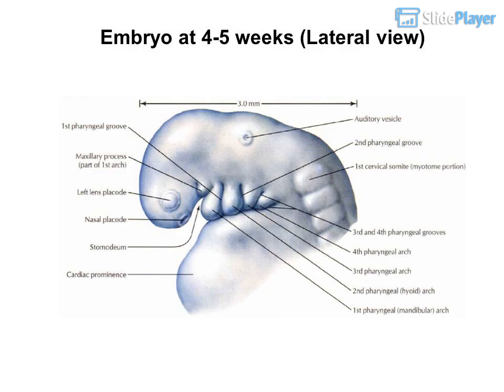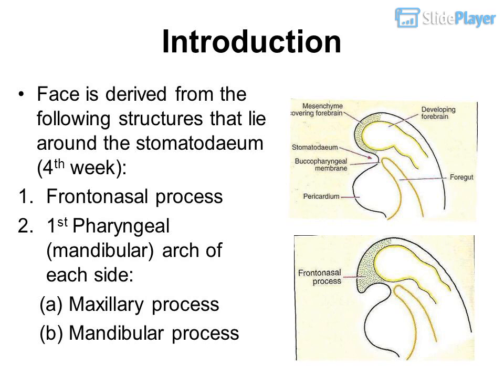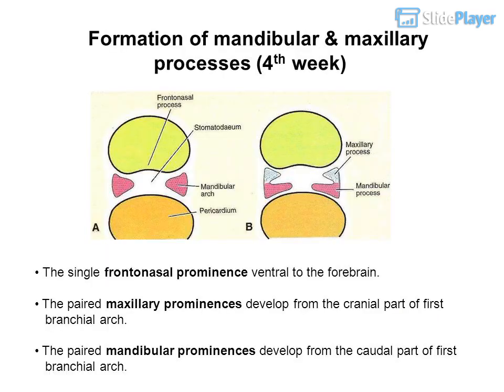Embryo at 4 to 5 weeks, lateral view. Introduction. The face is derived from the following structures that lie around the stomatodeum, 4th week: the frontonasal process, and the first pharyngeal, mandibular arch of each side, which forms the maxillary process and the mandibular process. Formation of mandibular and maxillary processes, 4th week.